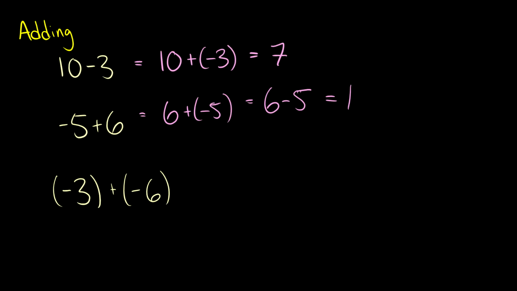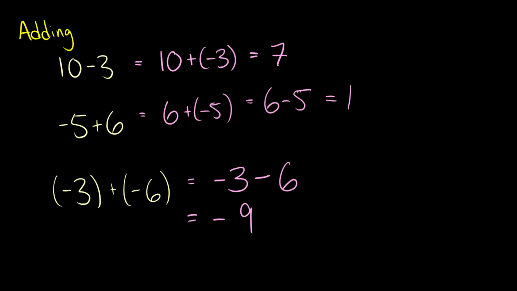Negative 3 plus negative 6. Well, if we take negative 3 and we add negative 6, this is really the same thing as saying, okay, here's negative 3, and let's subtract 6 from that. And then we're going to get negative 9.